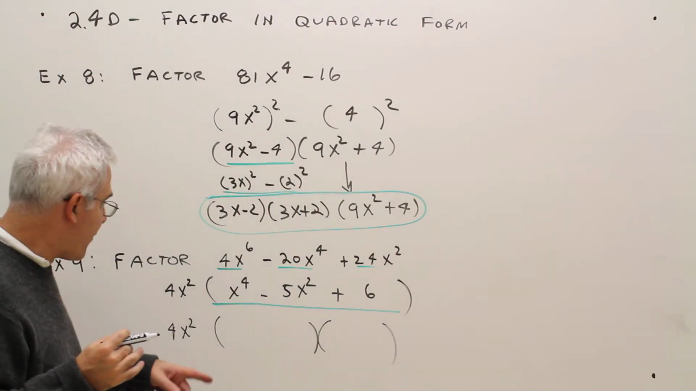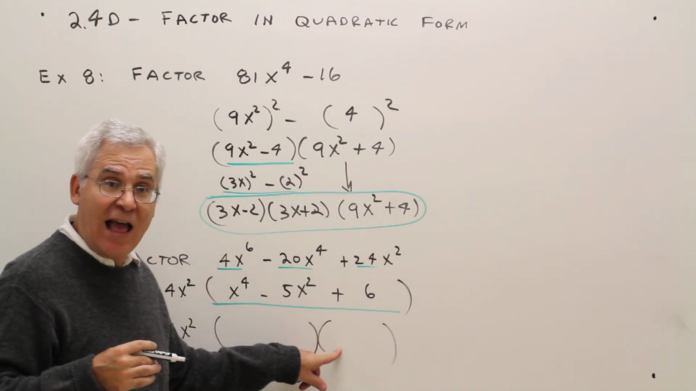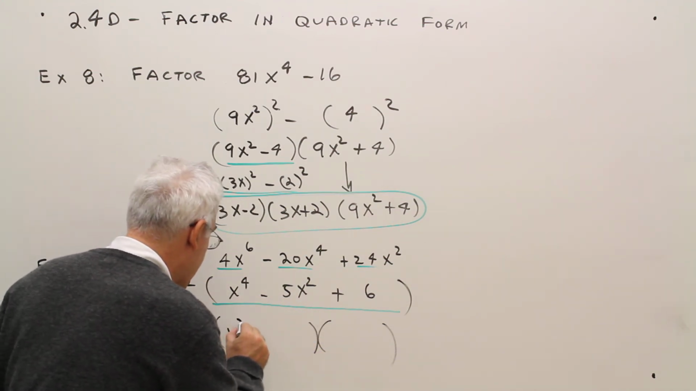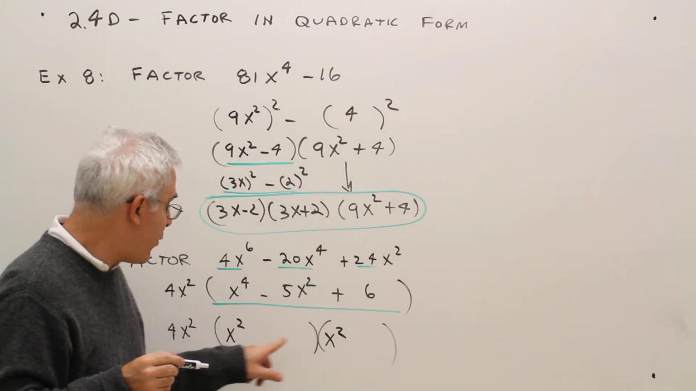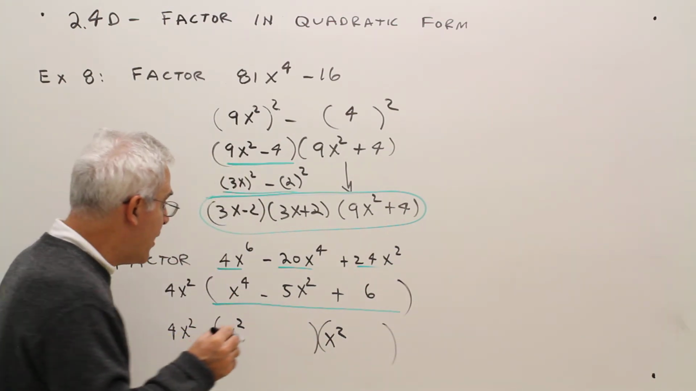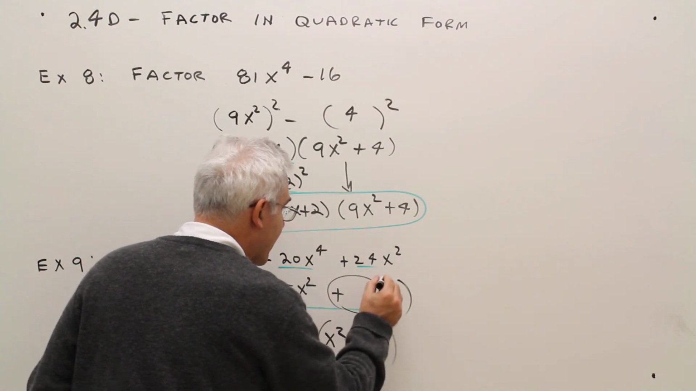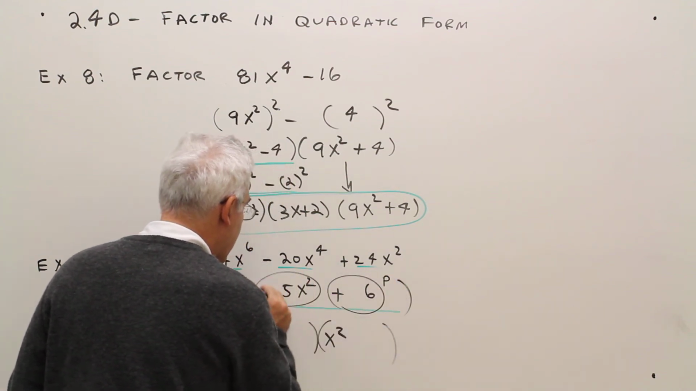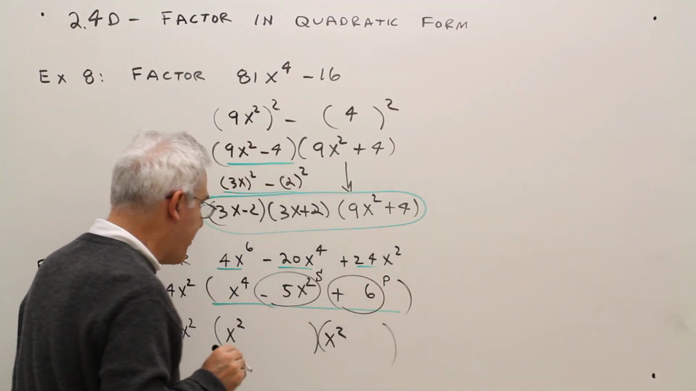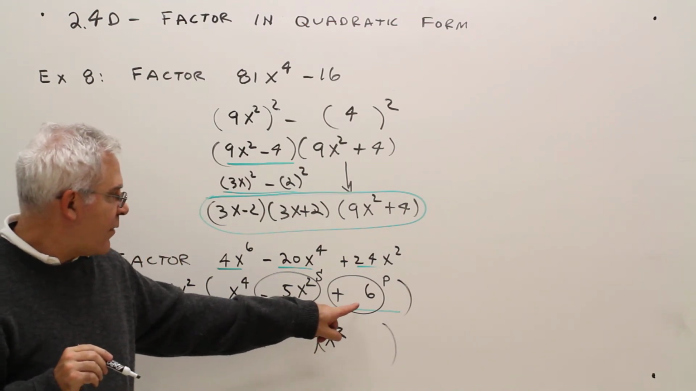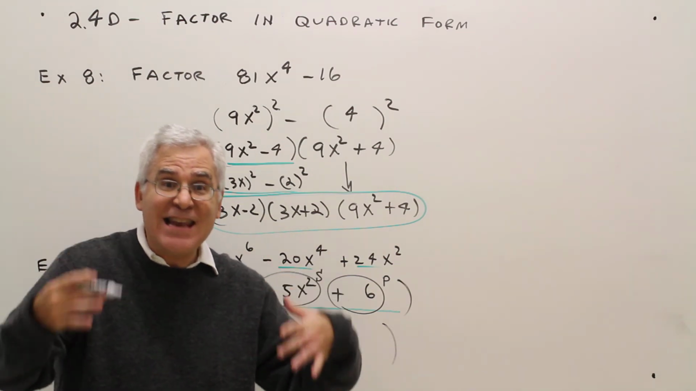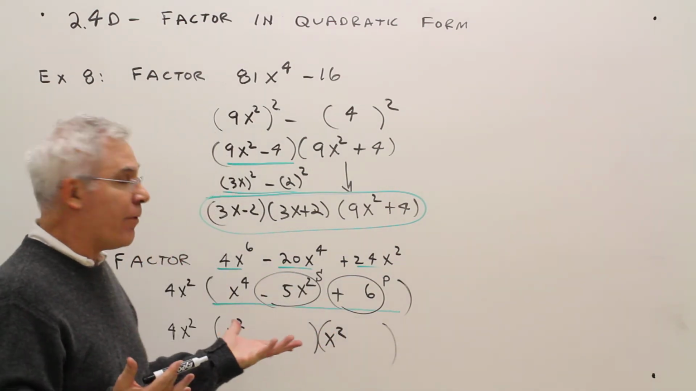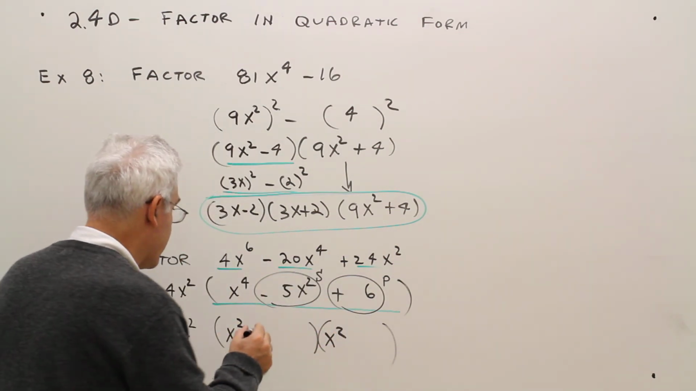As far as my first terms, it would not be x and x, but rather x squared and x squared. From the FOIL, x squared times x squared is x to the fourth. Again, I'm looking for two numbers that have that product and that sum. All right, so the product is positive, the sum is negative, so I'm thinking of a negative and a negative. Oh, minus 3 and minus 2.